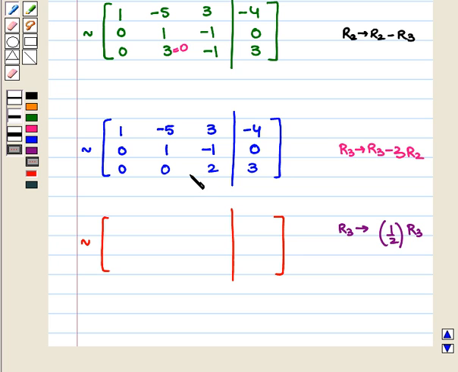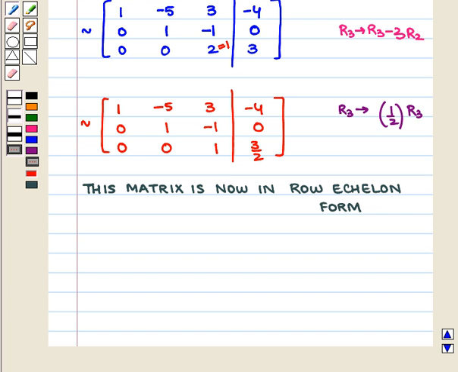Now in the third row, we have to make the leading entry 1 instead of 2. So we multiply row 3 by 1 by 2 and we have the matrix 1, minus 5, 3 and minus 4 in the first row, 0, 1, minus 1, 0 in the second row, and 0, 0, 1 and 3 by 2 in the third row. This matrix is now in row echelon form.